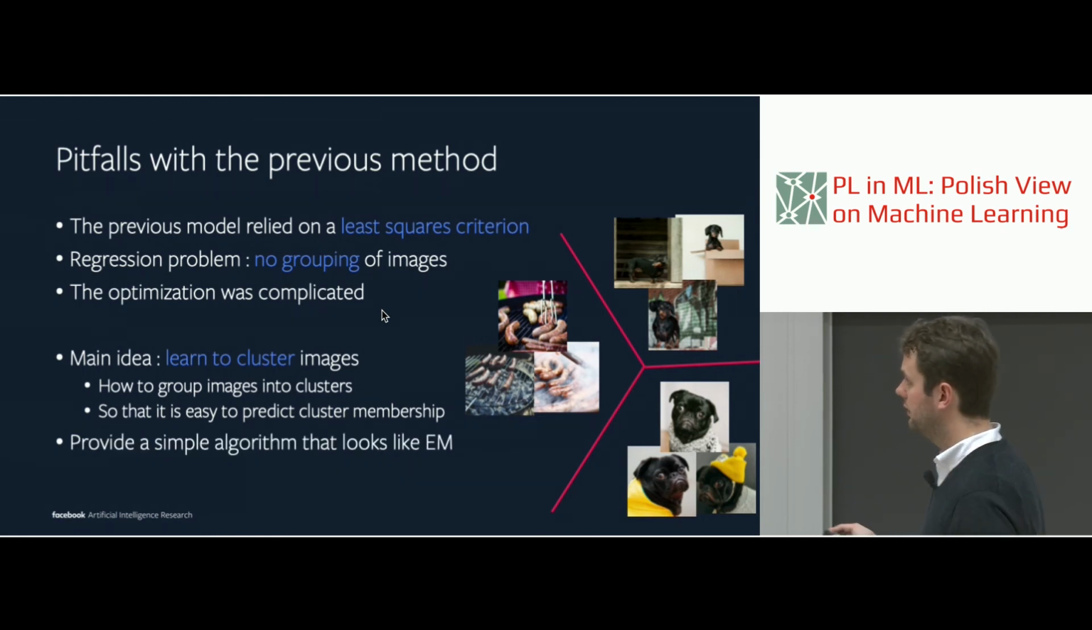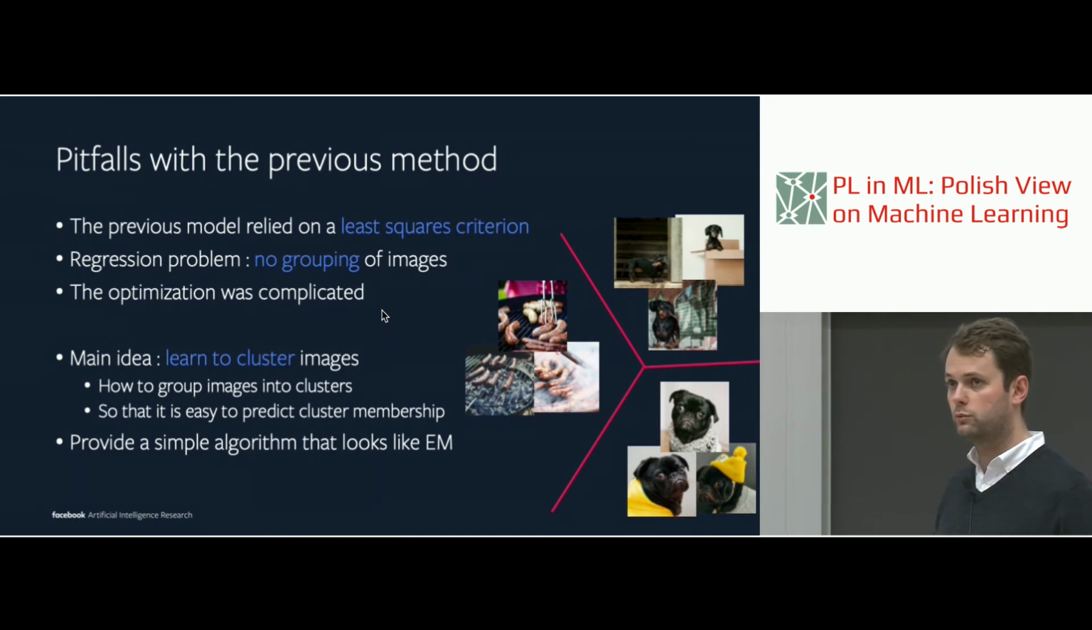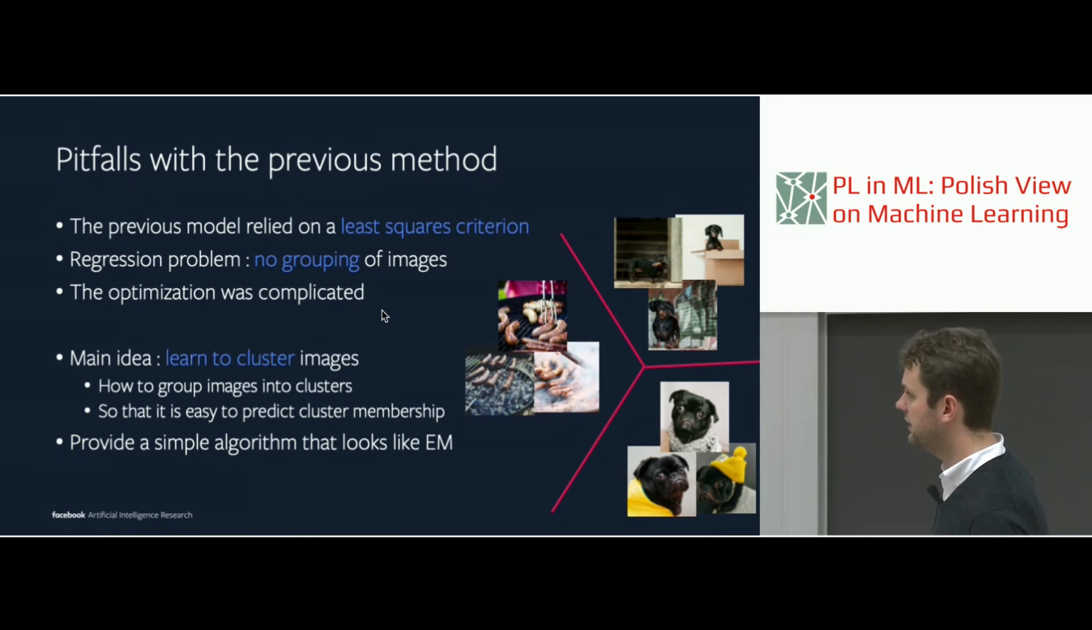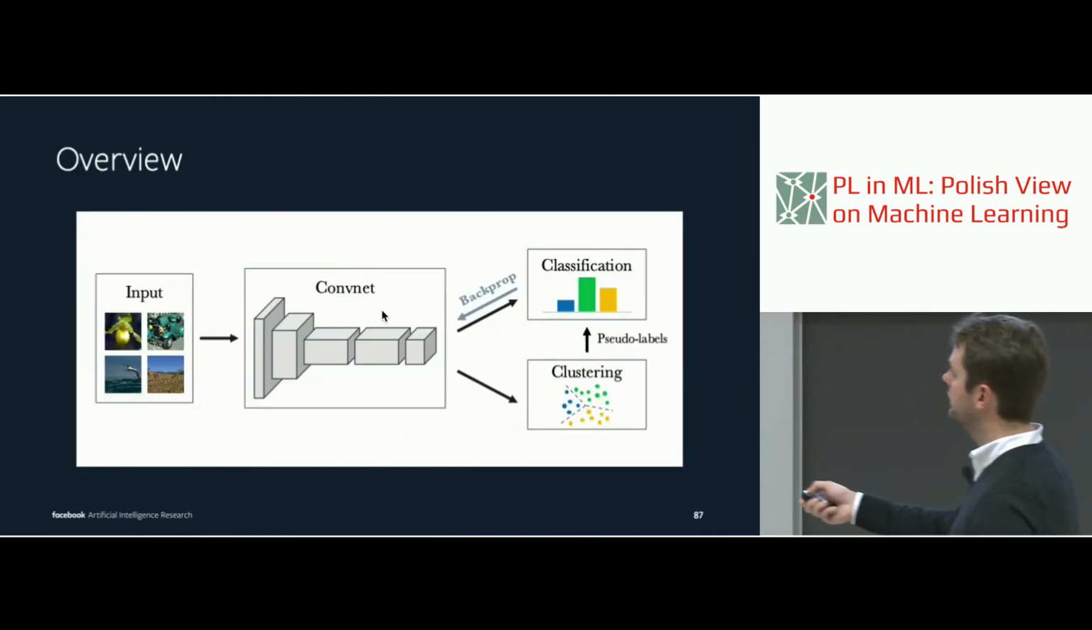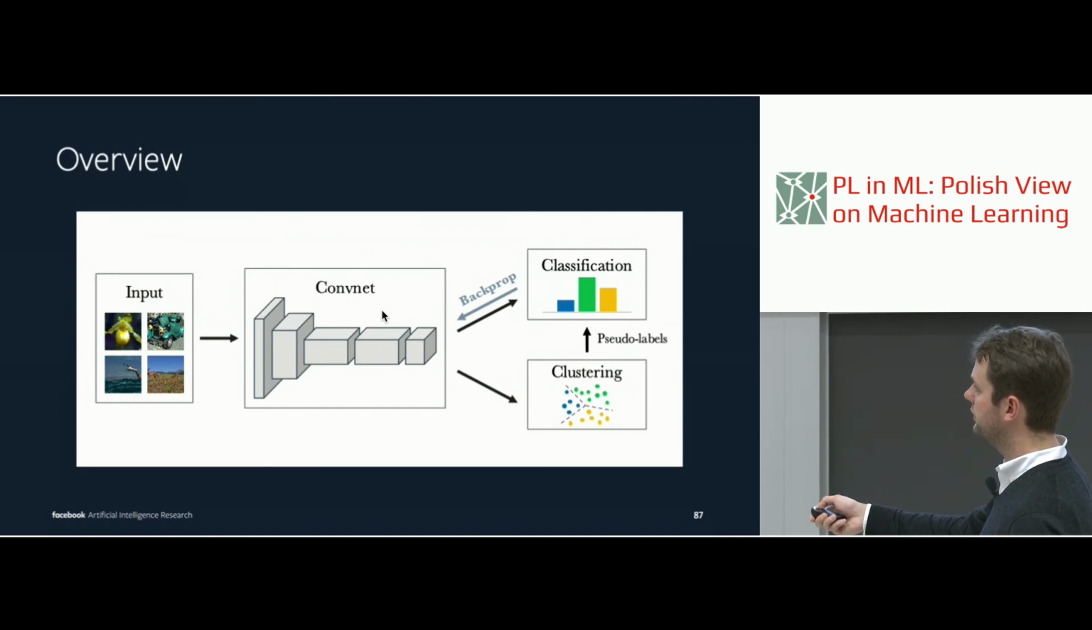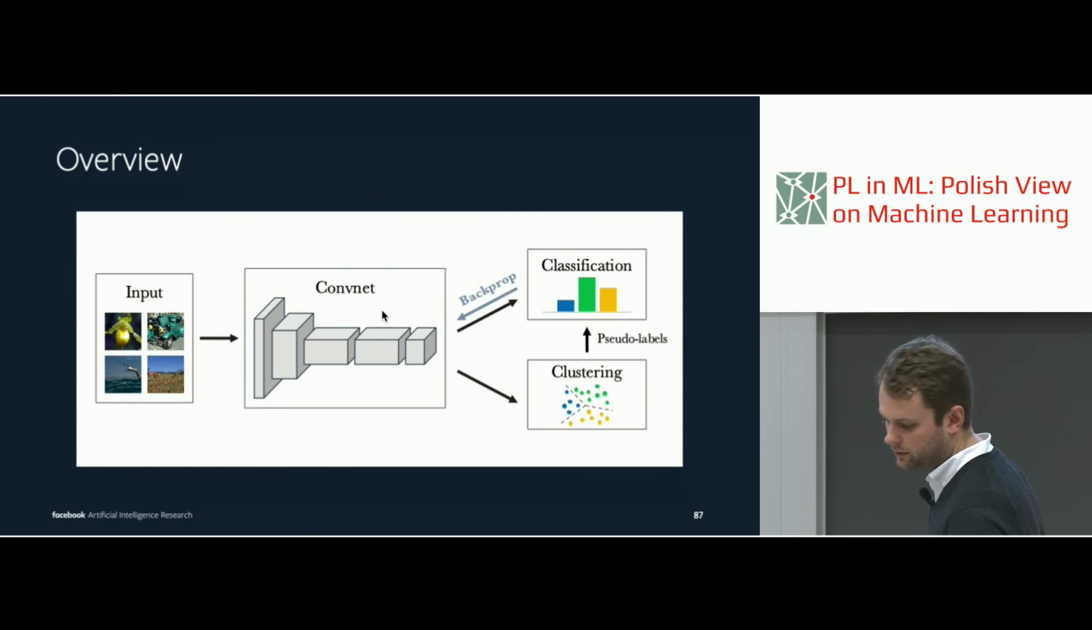By doing that, we have a simple algorithm which kind of looks like EM, by updating the clustering and the classification. So the overview is the following. Given input images and a convnet, you pass the images through the convnet. You use the features to do some clustering. The cluster assignments become pseudo-labels. And given these pseudo-labels and the features, you can do backprop and update the network parameters.